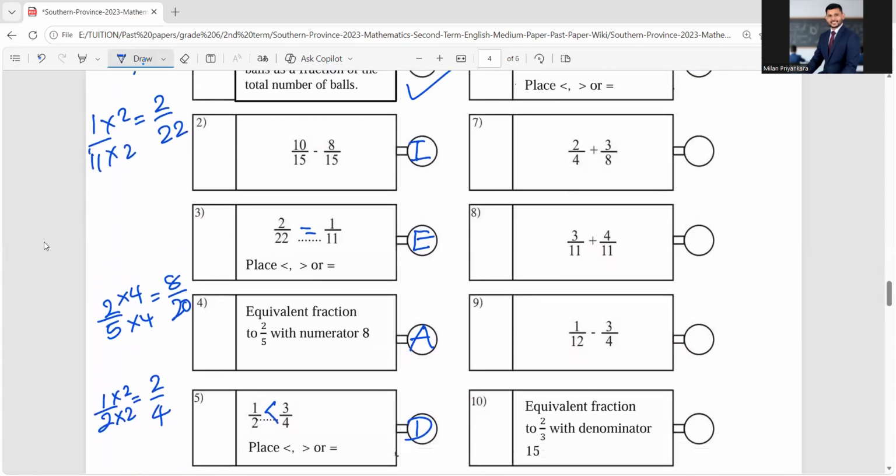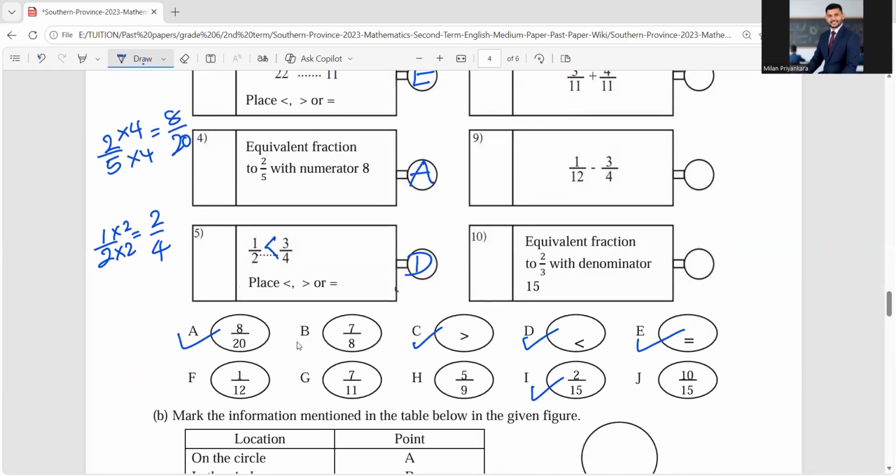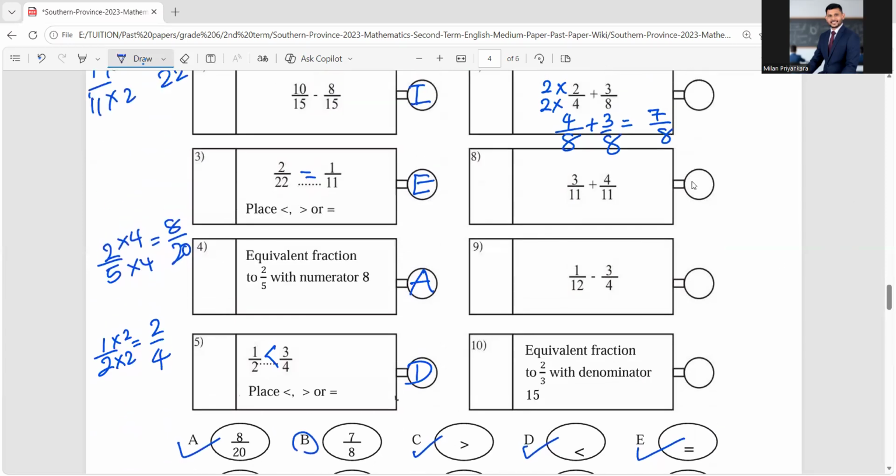And 7, 2 over 4, 3 over 8. You have to add. For that, you need to make a common denominator. You have to multiply it by 2. Then multiply by 2. Then you get 4 over 8 plus 3 over 8, which is equal to 7 over 8. And let's see whether we have 7 over 8. Yeah, we have it at B. Therefore, the answer should be here. Answer should be B. Okay. This answer should be B.